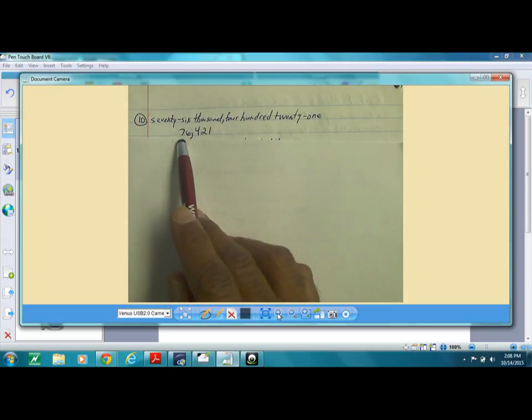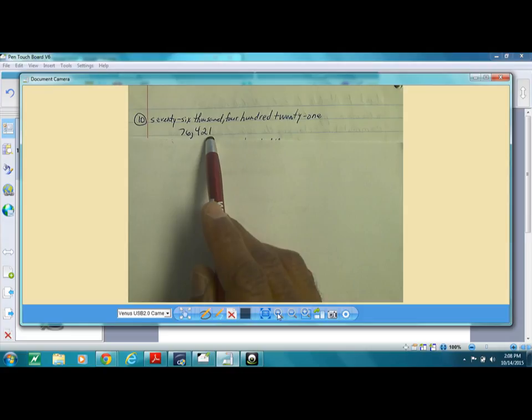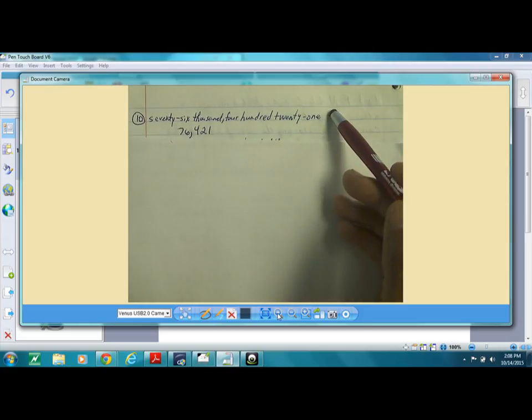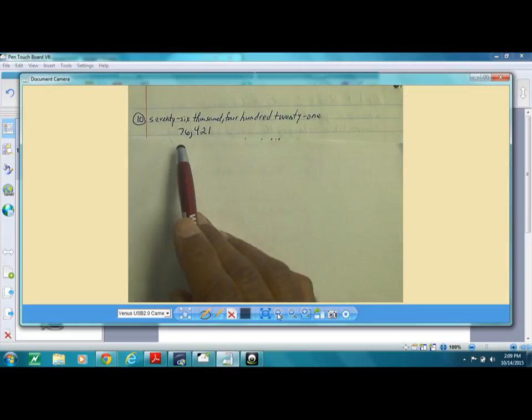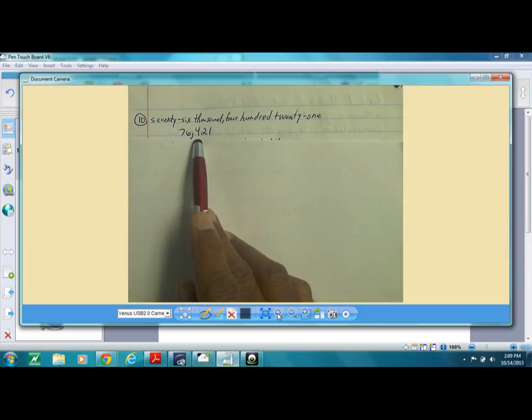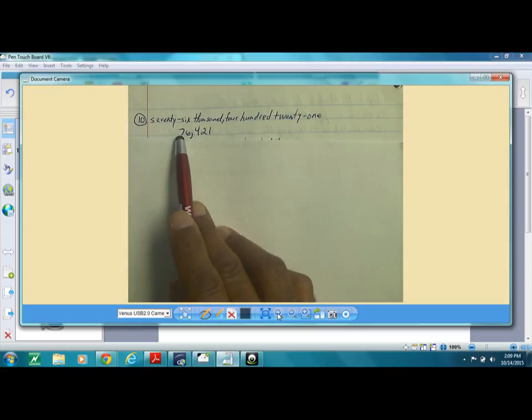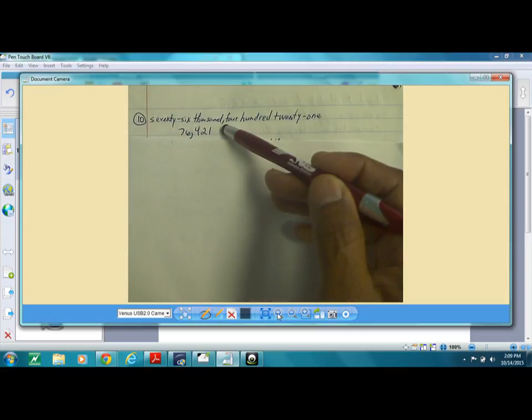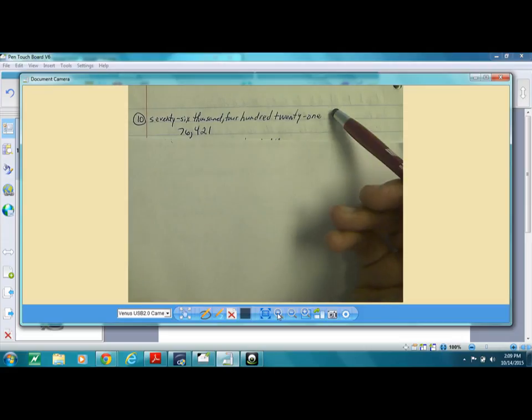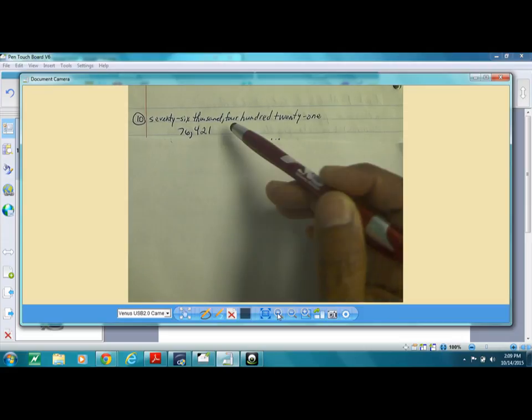So this number in standard form is the same as this in word form. 7 in the 10,000s place, 6 in the thousands place, 4 in the hundreds place, 2 in the tens place, 1 in the ones place. This is this number in standard form.